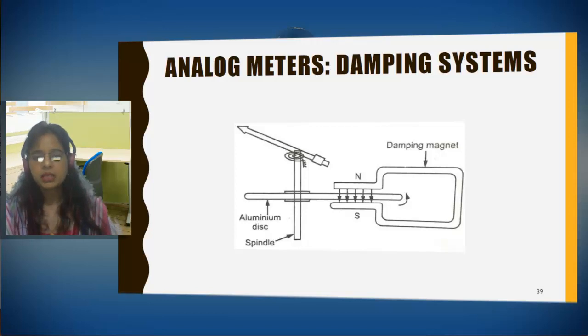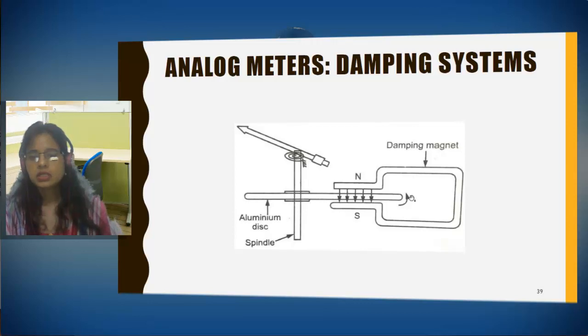See, this is a damping magnet, and this is an aluminum disc which is attached to the spindle. With the spindle the pointer is connected, over a scale. So when the measurement is applied, when the current or voltage or whatever the quantity is applied, the pointer will deflect because of the forces discussed, right? Once it deflects, this spindle will start rotating. The disc is connected to the spindle, right?